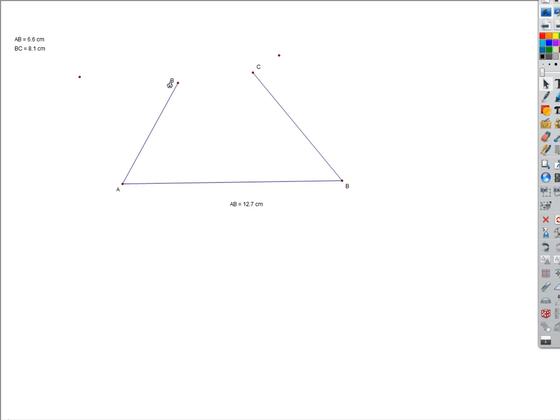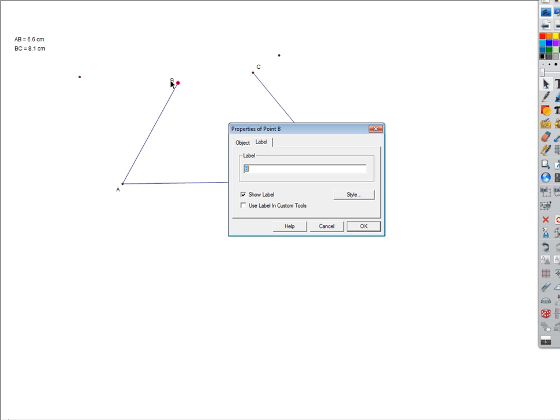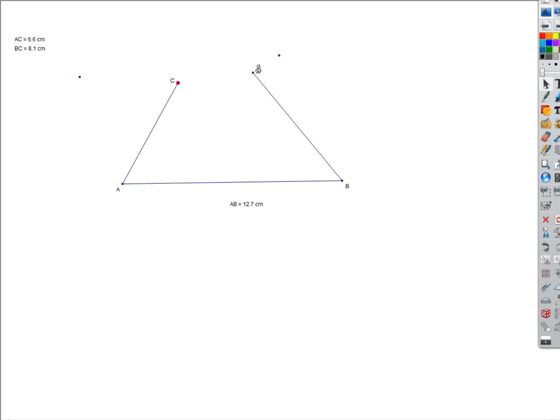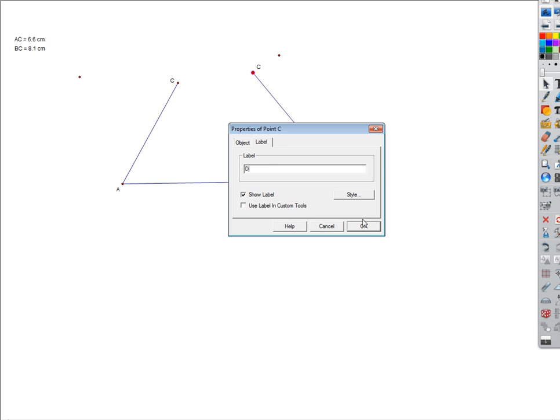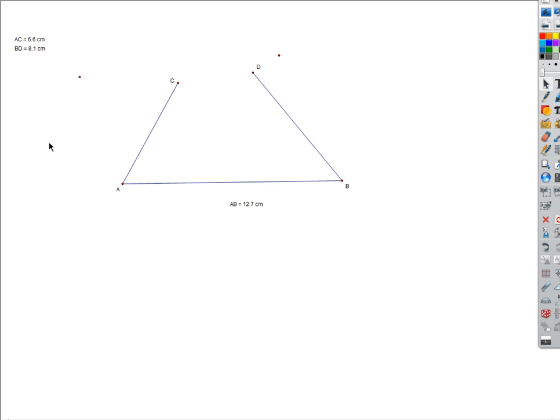Let's call this C, and let's call this D. How about? There, that's better. Okay. So now we've got the length of AB, we've got the length of AC, and we've got the length of BD. So you may not be able to see those, but I'll read them off to you. The length of AB is 12.7, the length of AC is 6.6, and the length of BD is 8.1.